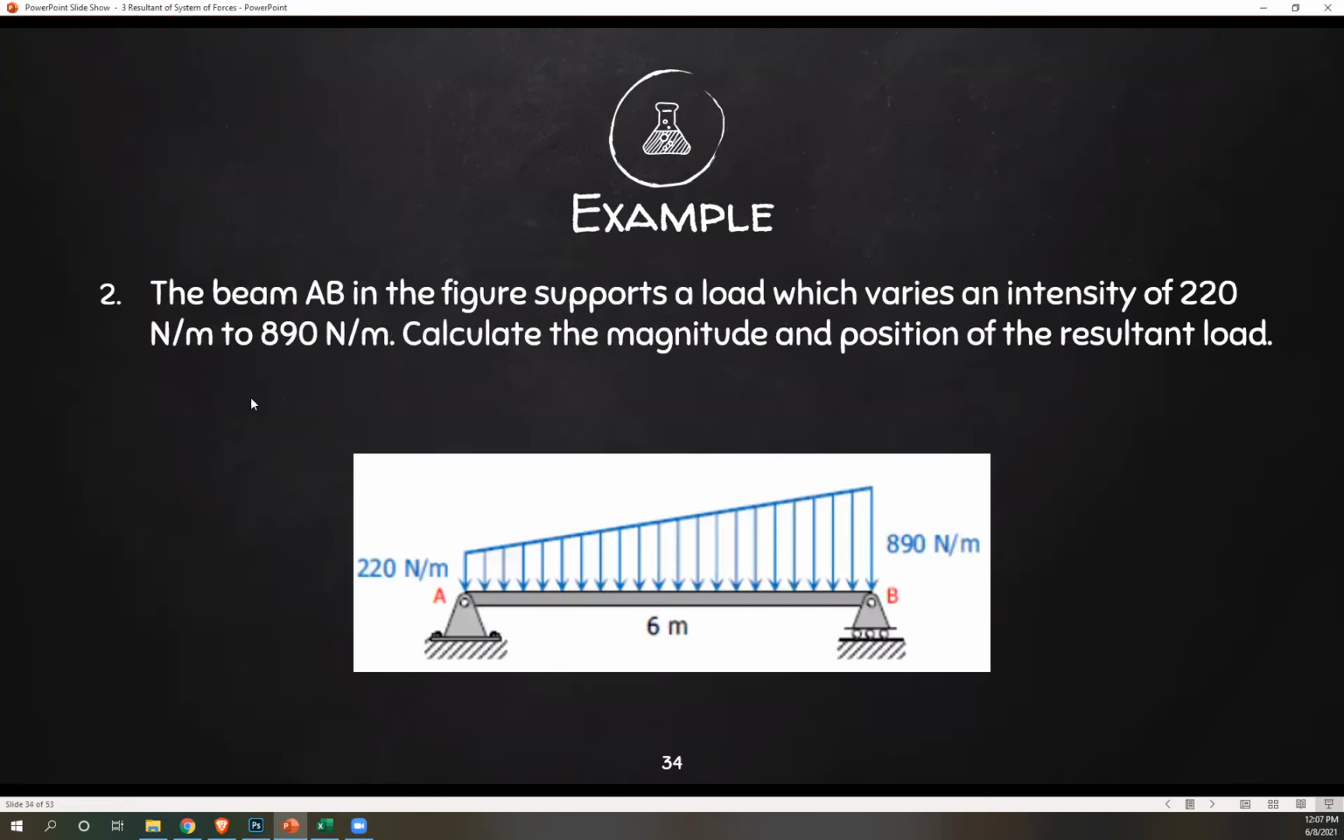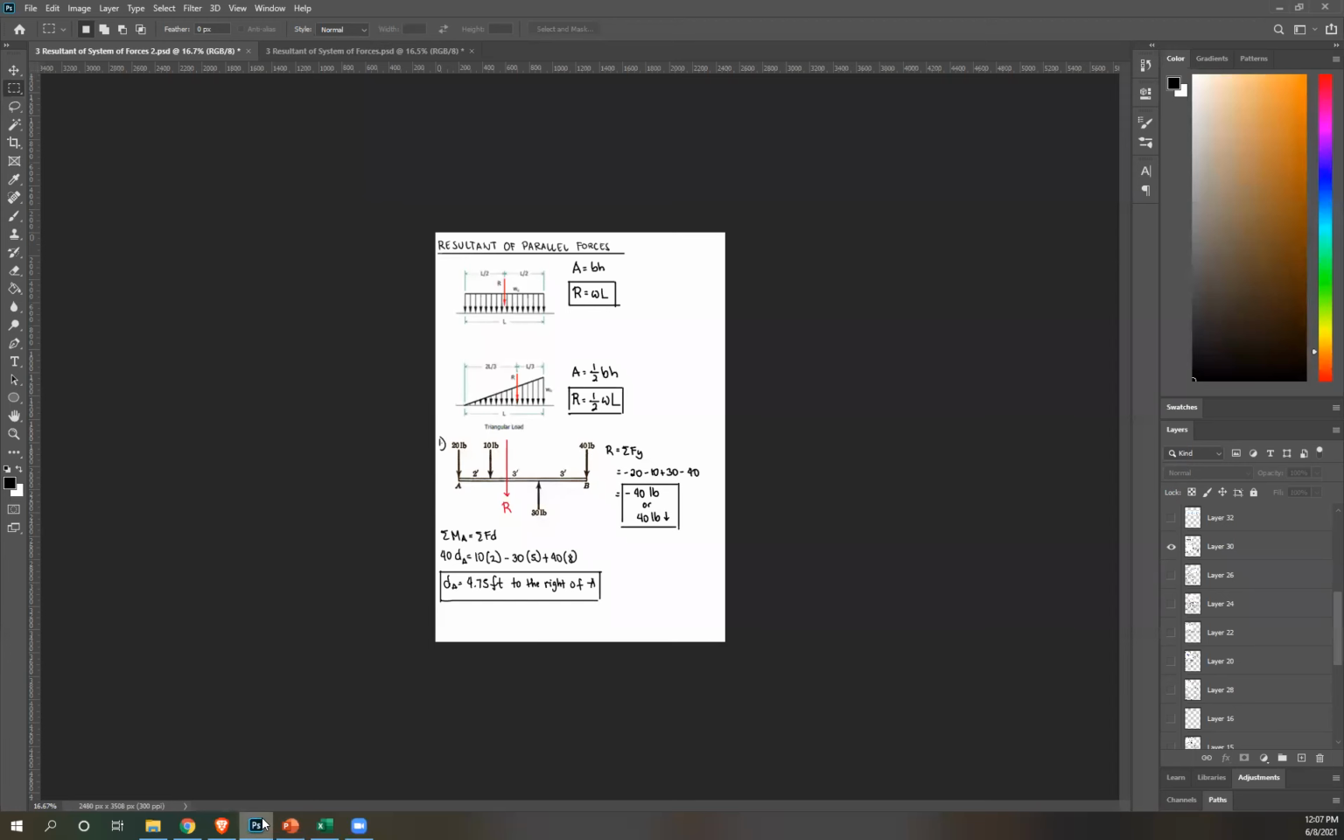So number 2, the beam AB in the figure supports a load which varies in intensity from 220 Newton per meter to 890 Newton per meter. Calculate the magnitude and position of the resultant load. So we're looking again for two things, magnitude and position. And we have this loading diagram. So it starts off at 220 Newton per meter up to 890 Newton per meter. Let's solve.